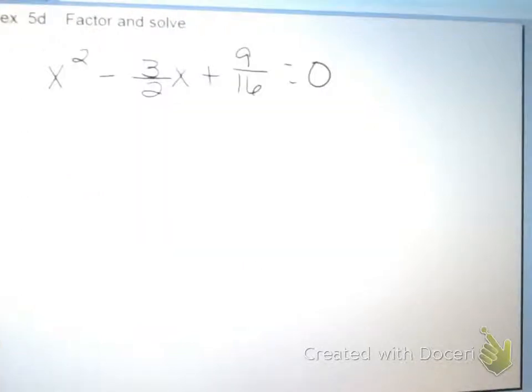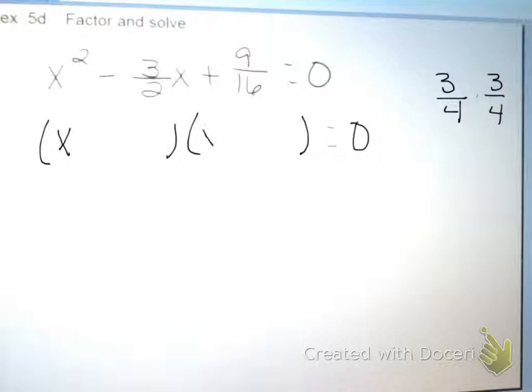Now, I know with the fractions, this particular problem looks a little complicated, but look at 9 over 16. Is 9 a perfect square? Yes. Is 16 a perfect square? Yes. So 9 over 16 is a perfect square. It's 3/4 times 3/4 is 9 over 16. So we make our two binomials.